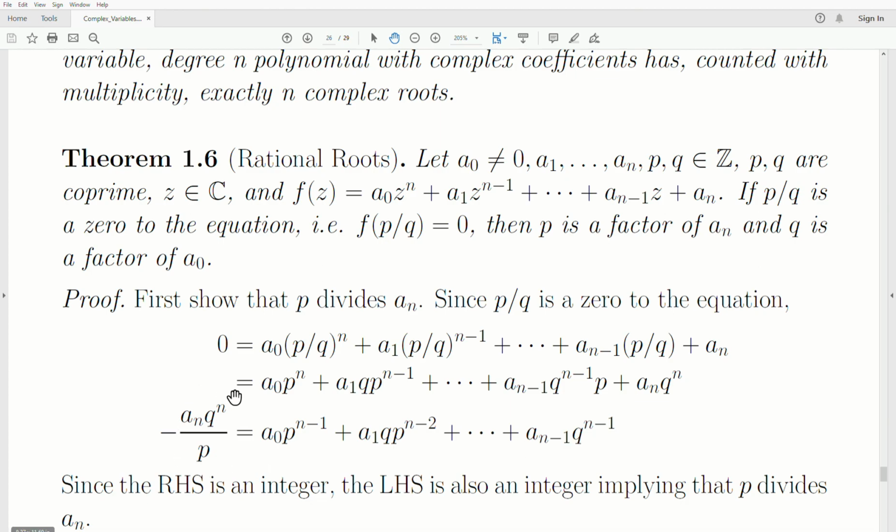So that says the number on the left-hand side of the equation is also an integer. But P and Q are co-prime, so to make this an integer, P must divide into an. And that's the quick proof that P divides an.